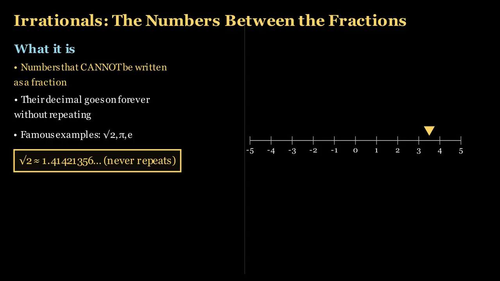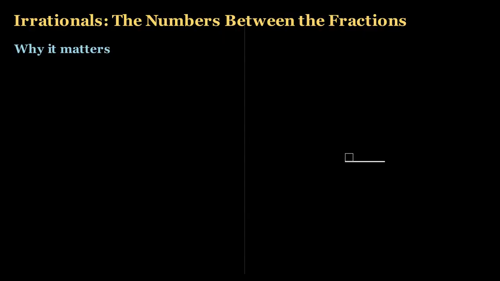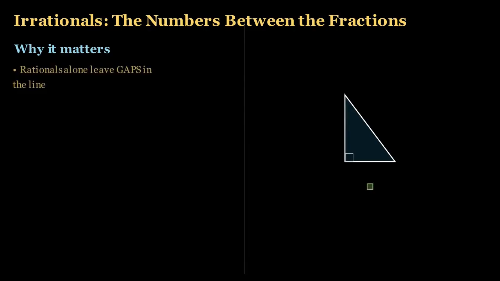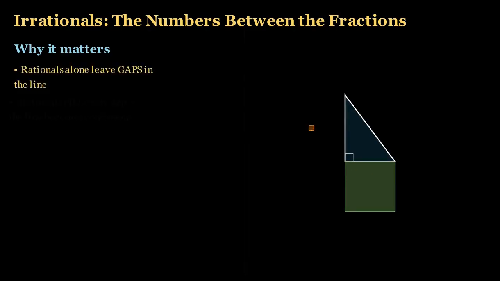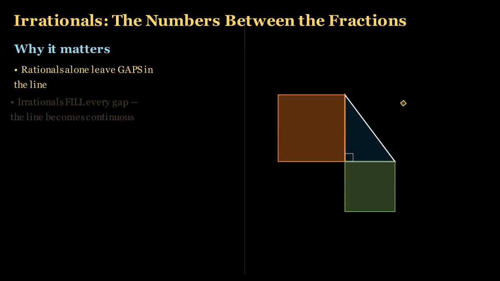Why do we even need irrational numbers? Imagine the real number line with only rational numbers on it. You might think fractions are packed densely, and they are. Between any two fractions there's another. But surprisingly, they still leave holes.